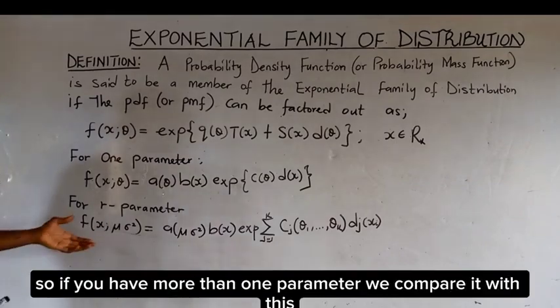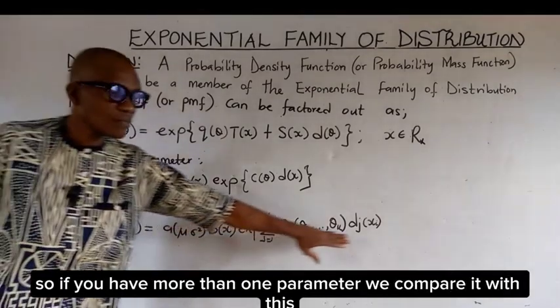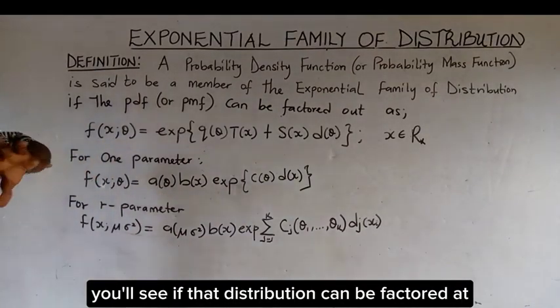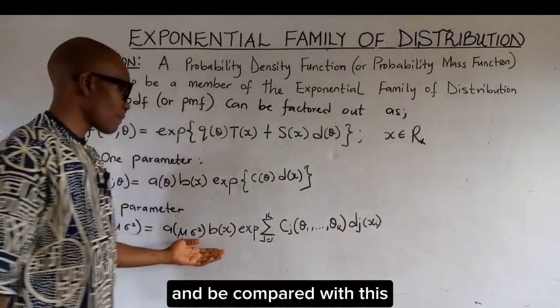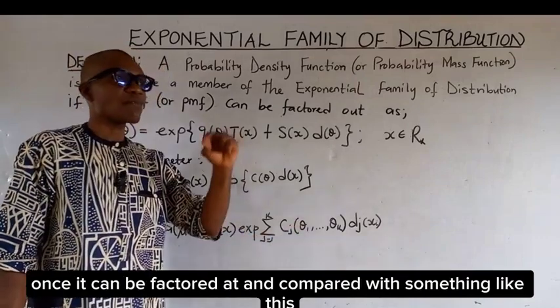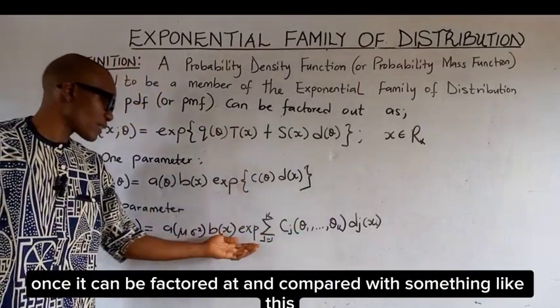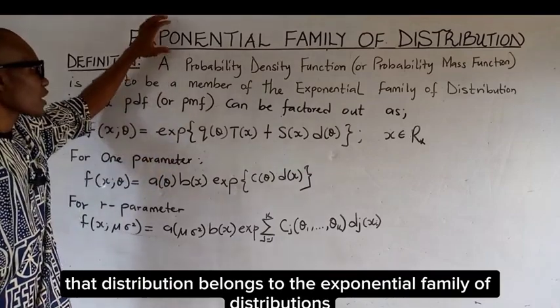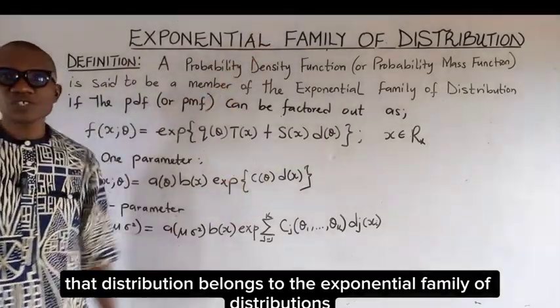So if you have more than one parameter, we'll compare it with this to see if that distribution can be factored out and be compared with this. Once it can be factored out and compared with something like this, you know that that distribution belongs to the exponential family of distributions.